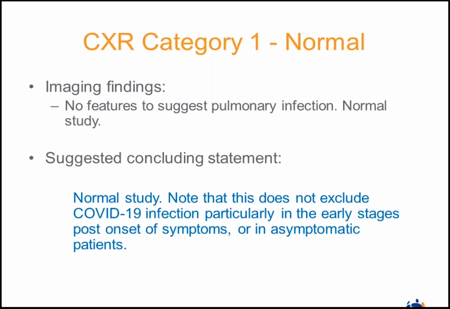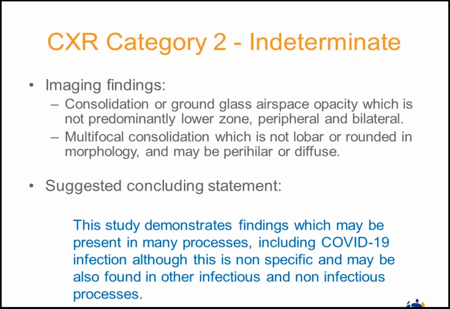So the normal category, it looks normal. You can't say that the patient isn't infected, particularly in the early stages of disease. The indeterminate category. So we've tried to mirror the language between the chest X-ray and the CT classifications, make them as similar as possible. But when we talk about chest X-rays, what you're really saying is, can you see consolidation or ground glass? You cannot usually tell if there's consolidation alone or ground glass alone. Sometimes you can, often you can't, particularly on the portable X-ray.